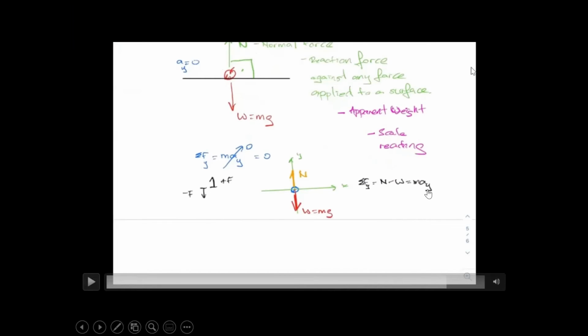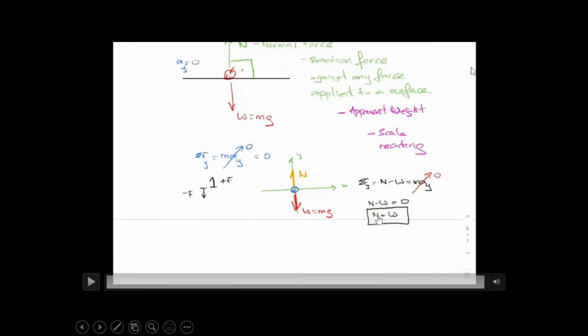The net force is what causes acceleration, and the acceleration in the y direction is going to be zero. Which means your normal force reading comes from your weight. It's going to be the same as your weight in essence. So if you're standing on a scale, the reading you get is going to be your weight, or the apparent weight.